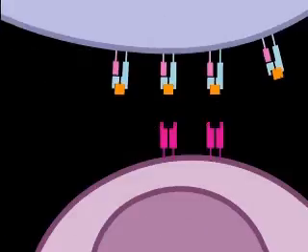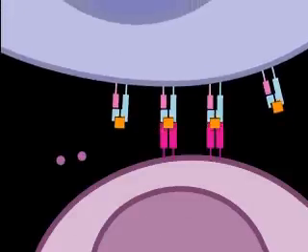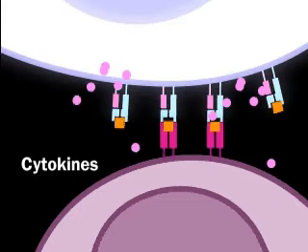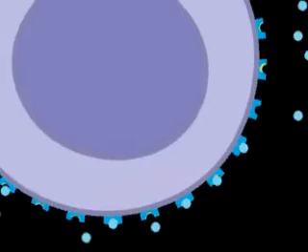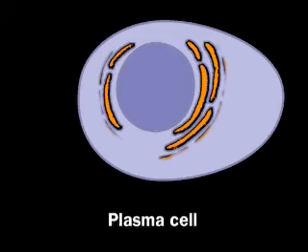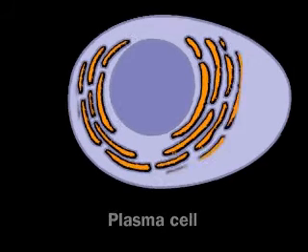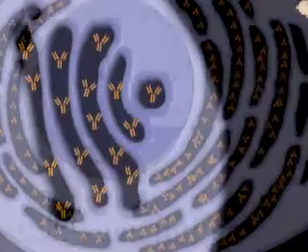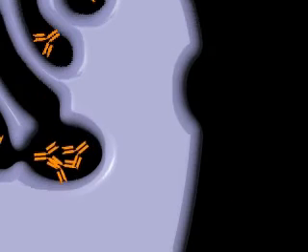If an activated helper T cell has the same specificity as the B cell, it can dock with the B cell and assist it by releasing cytokines. The cytokines trigger the B cell to divide, producing a clone of cells that differentiate into plasma cells. The plasma cells produce identical antibody molecules specific for the antigenic determinant that was displayed by the first B cell, and by the macrophage that activated the first helper T cell.